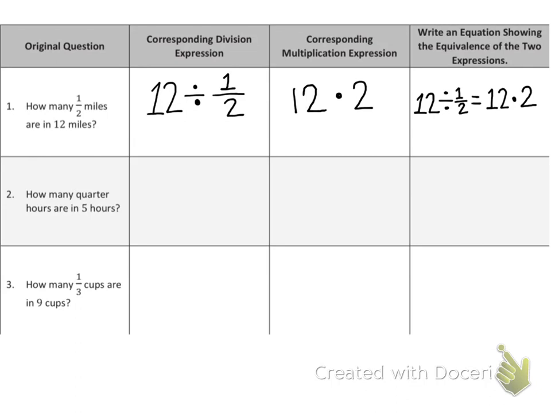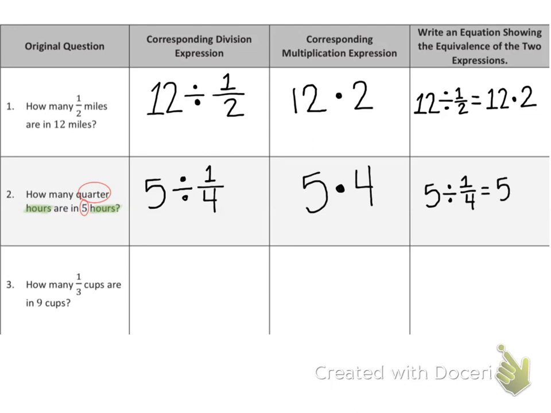How many quarter hours are in 5 hours? So I'm doing 5 divided by a quarter, and we write a quarter as 1/4. Now, if I'm dividing 5 into fourths, I want to count how many fourths there are. I'm cutting it into 4 equal parts. So as a multiplication expression, I would write that as 5 times 4. And to show the equivalence of the 2 expressions, I have 5 divided by 1/4 equals 5 times 4.